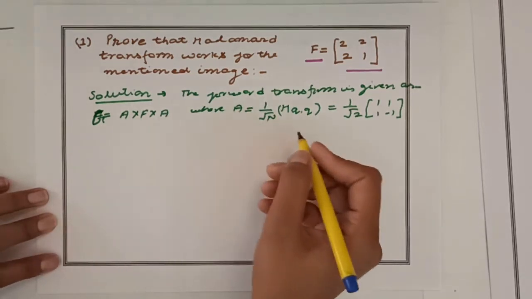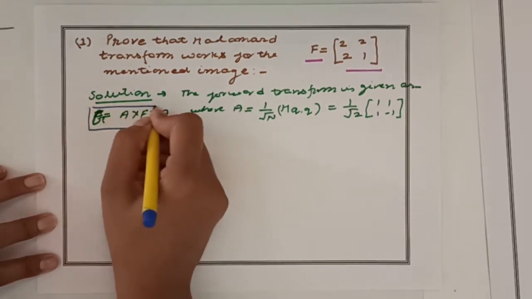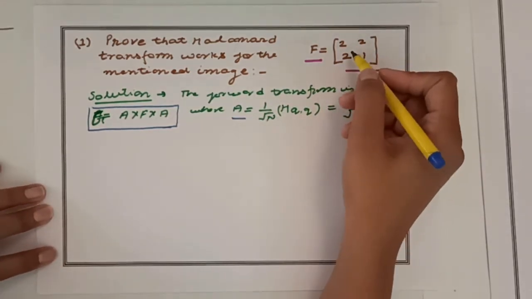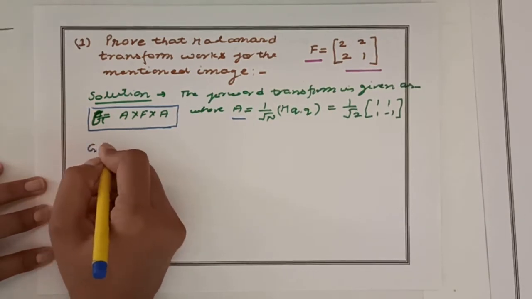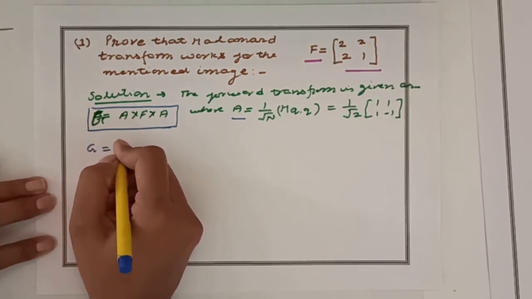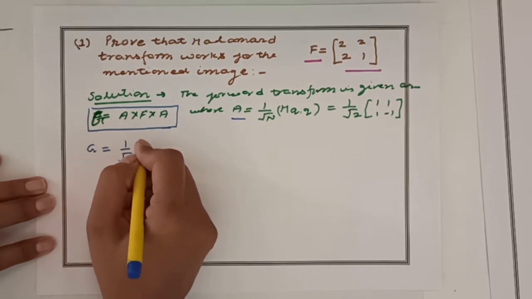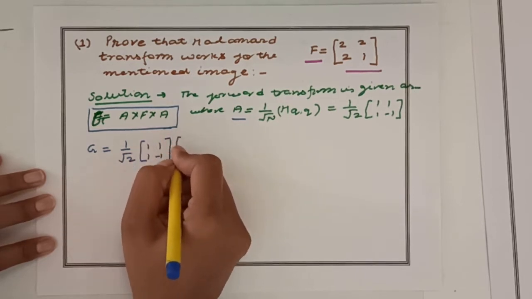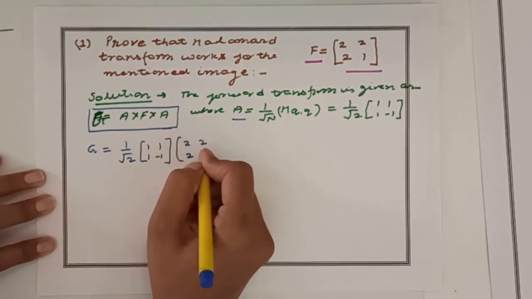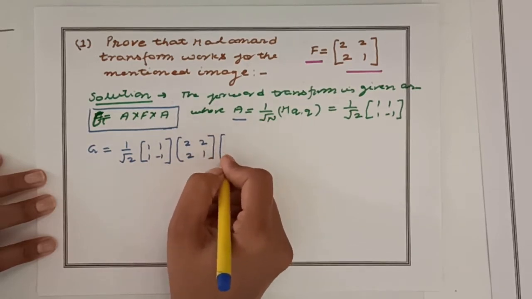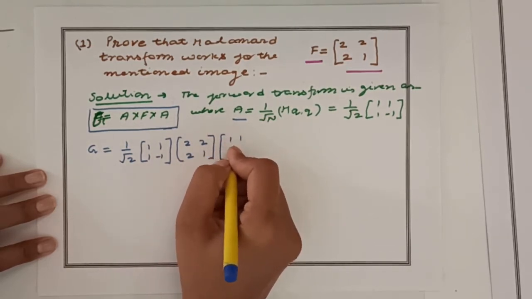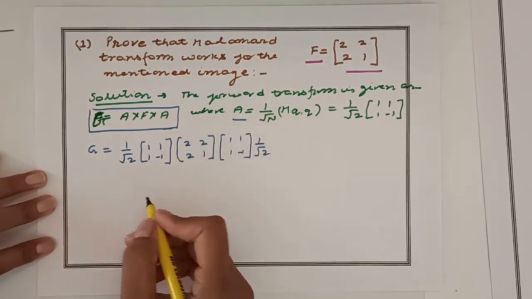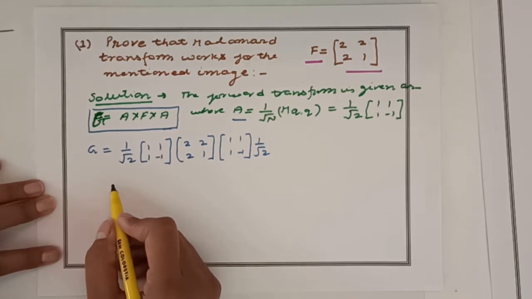Now substituting the value in this equation where A is given by this term and F is the original matrix, what is this G? This is 1 upon under root 2 [1 1; 1 minus 1] into F, which is [2 2; 2 1], into [1 1; 1 minus 1]. This is how the forward transform is being calculated.